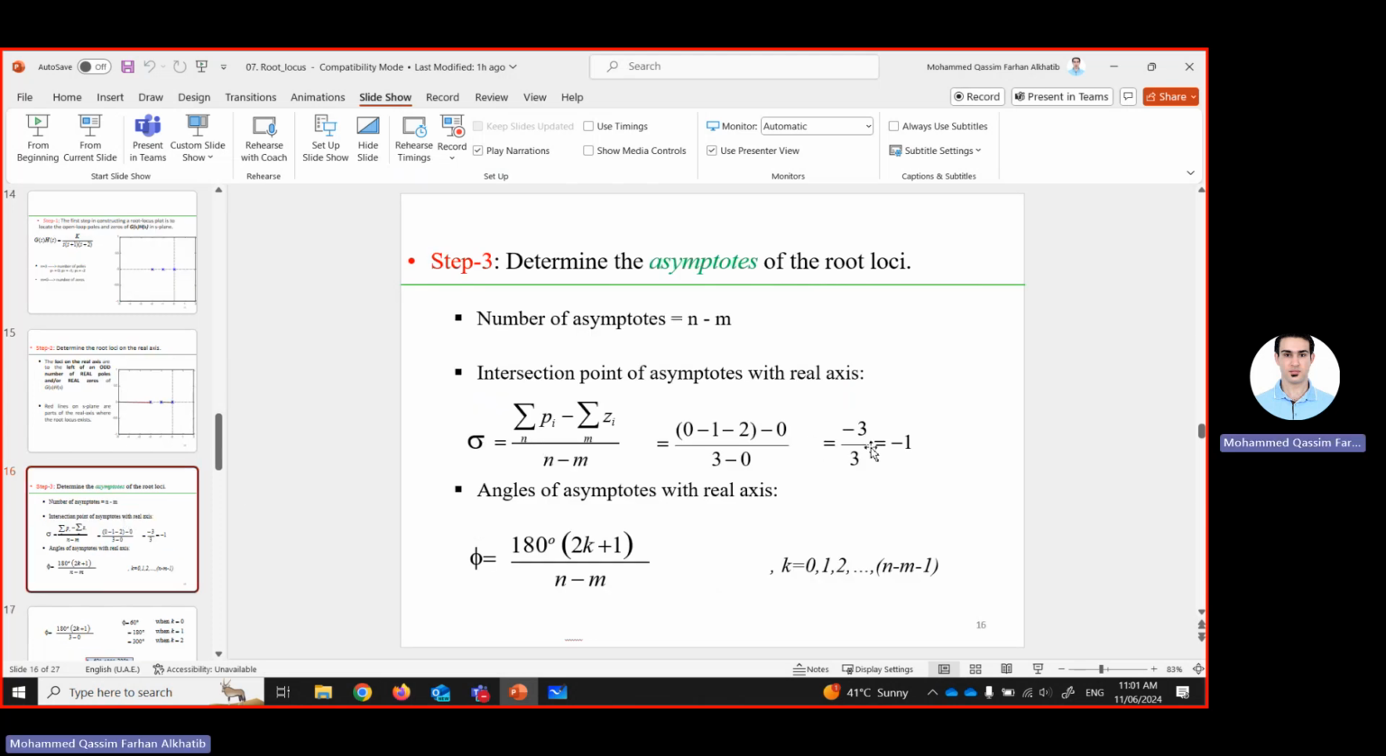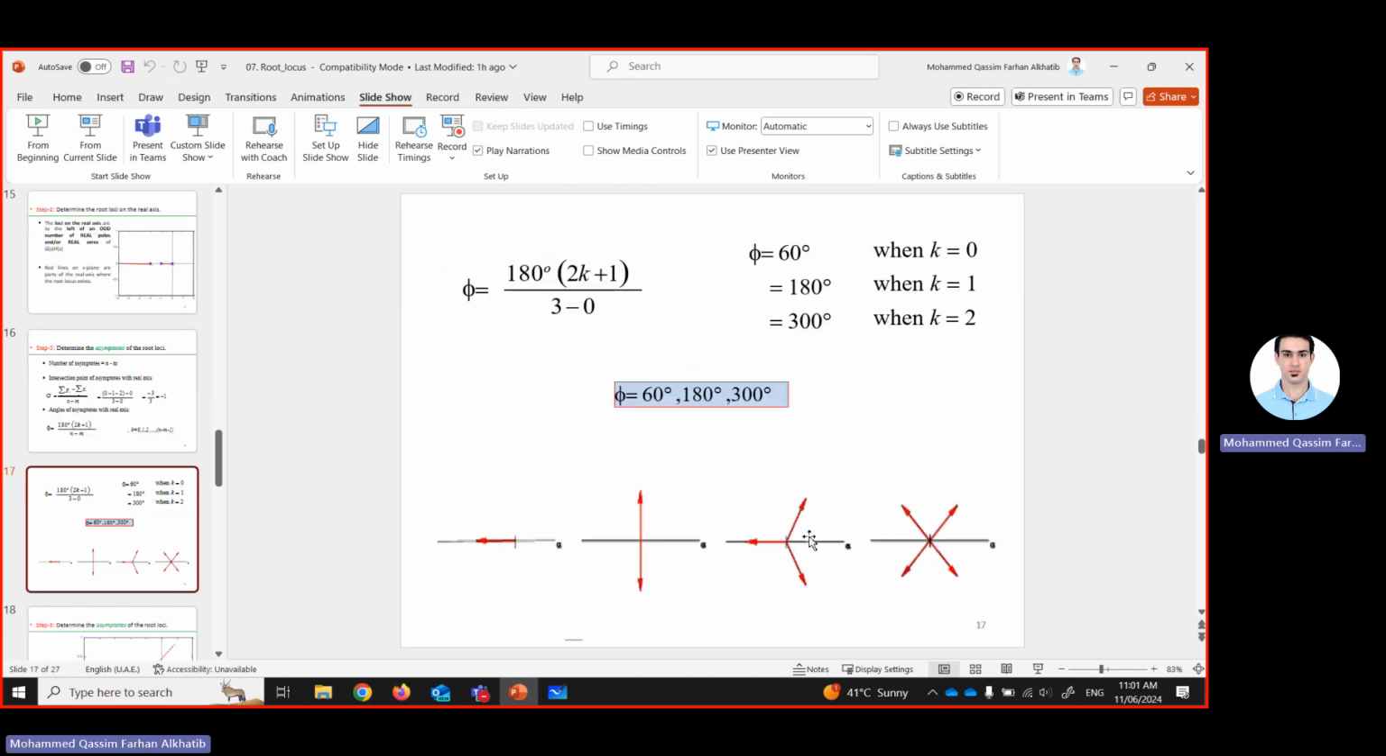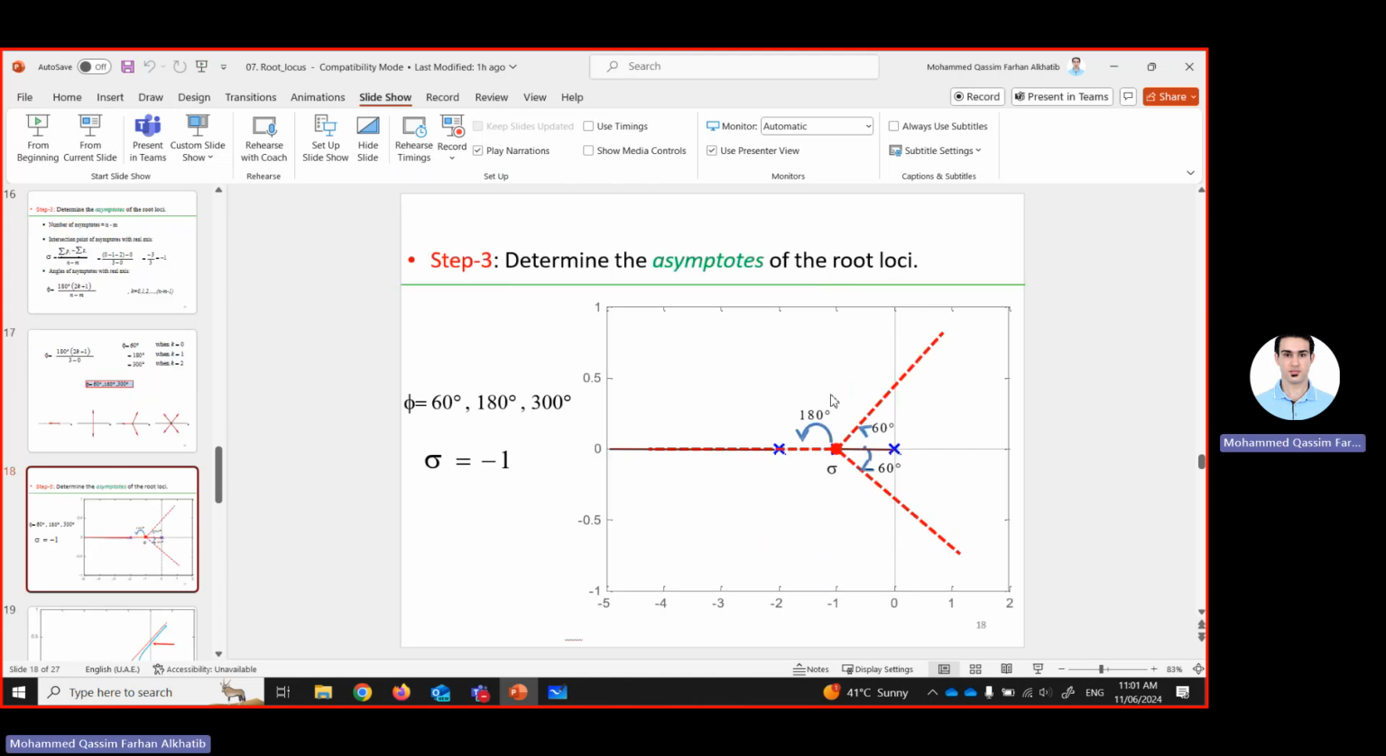Find the value of sigma. We find that's the intersection of the asymptotes and these are the directions of the asymptotes. So it was this one 60, 360 and 180. Oh, sorry, 300 and 180. And again, the asymptotes are imaginary lines, so we put them in dashed line.